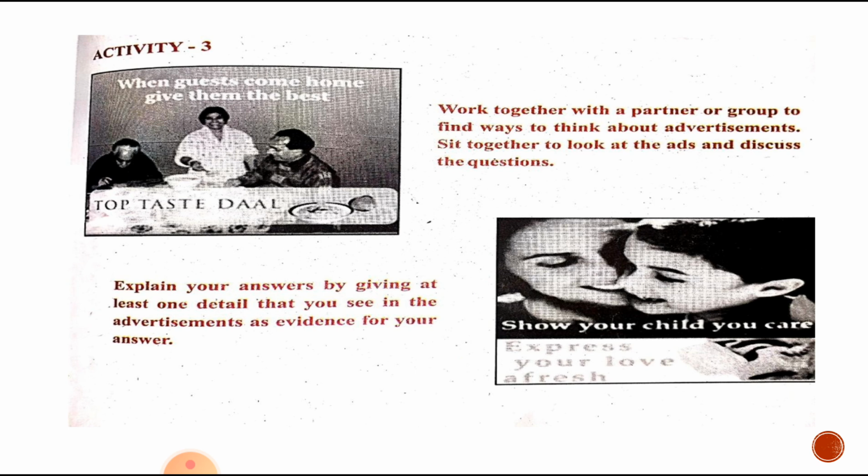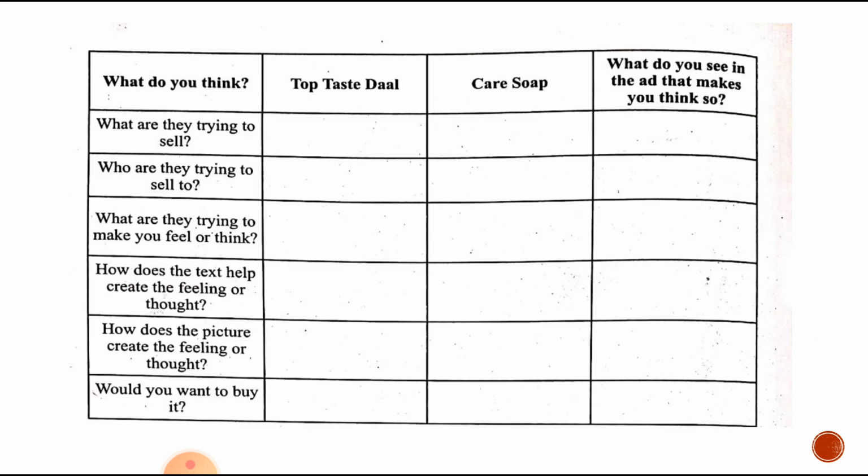See, in this what they have asked is to work together with a partner or a group to find ways to think about the advertisement and discuss it together. And the next one, explain your answer by giving at least one detail that you see in the advertisement. So let us see, what do you think, what are they trying to sell? See top taste dal, what do you think they are selling? They are selling dal. And care soap, they are selling soap. And what do you see in the ad that makes you think so?